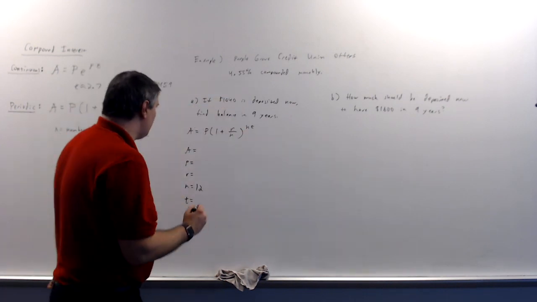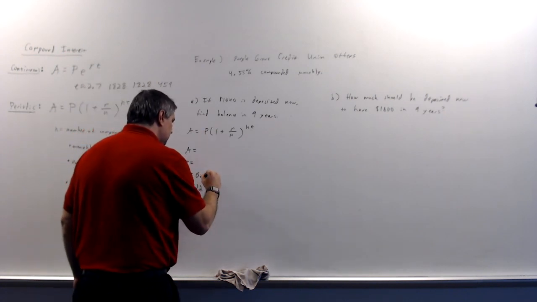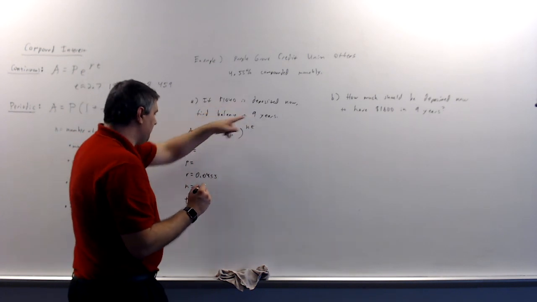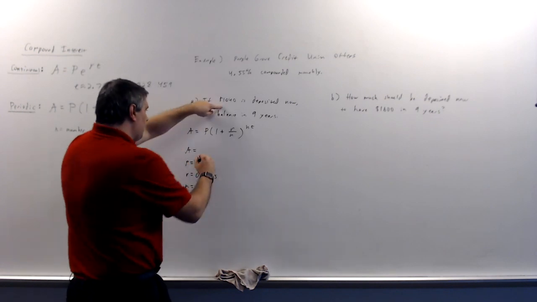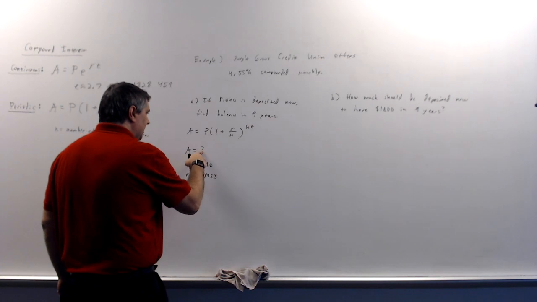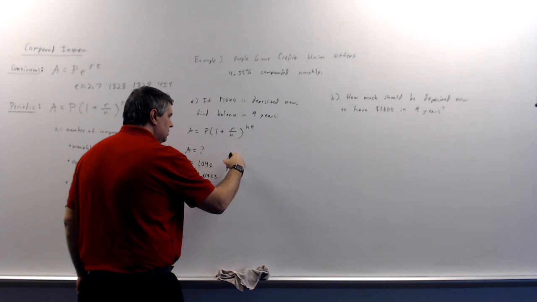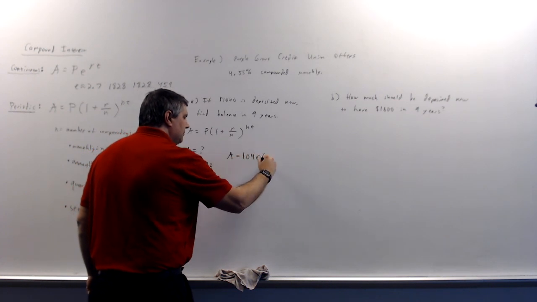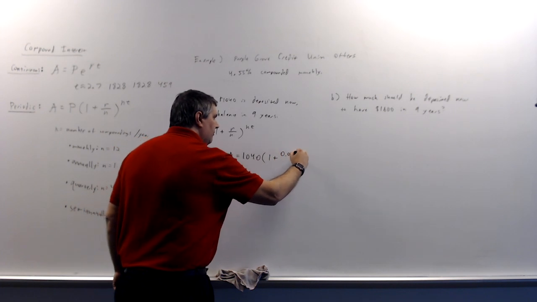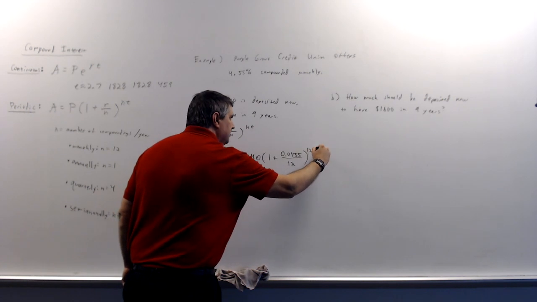Okay? The rate is 0.0455. Time is, in this context, 1,040 is deposited now, find balance in 9 years, and we're starting with 1,040. We don't know what the accumulated value will be in 9 years. That's the question. So A equals 1,040 times 1 plus 0.0455 over 12 to the 12 times 9th power.